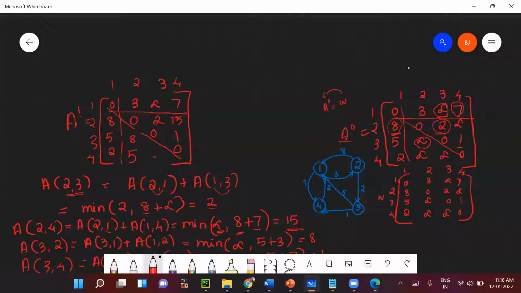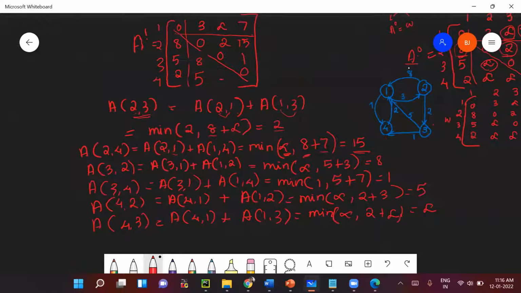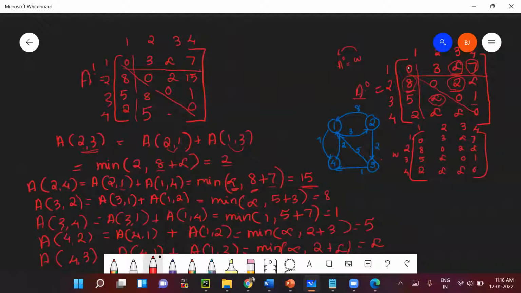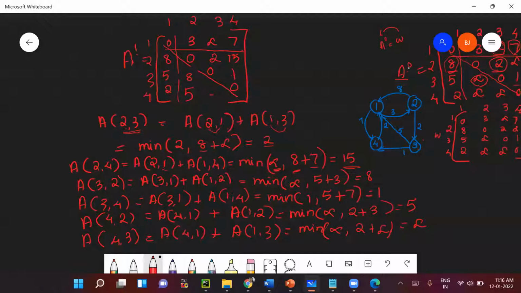Ma'am, in 4 comma 3, A comma 4 1. From 1 to 3 we need to reach. There is no direction, so it will be infinity. Yes, 1 to 3 there is no direction, so infinity. Yes, correct. So both this will be infinity, and 2 plus infinity, right? 4 1 and 1 3. Correct. So it will be infinity. So what you will be writing over here? 4 4 3. It will be infinity.